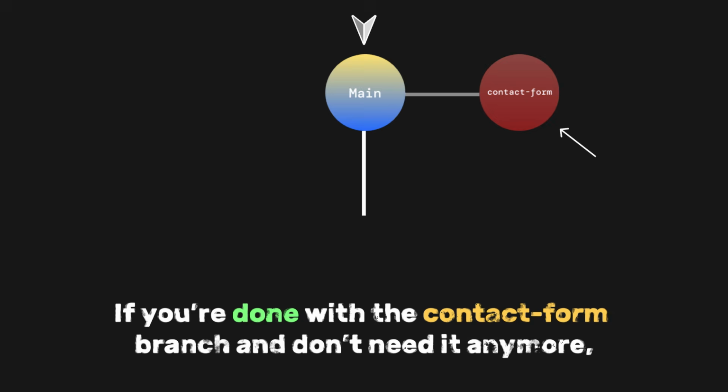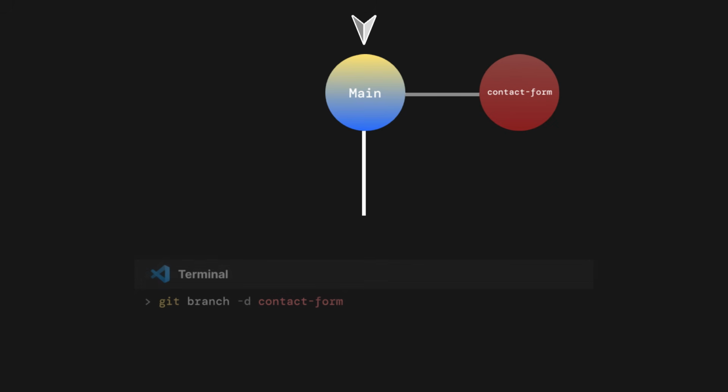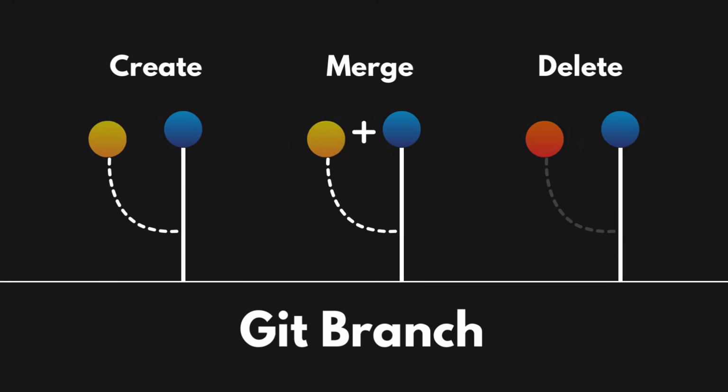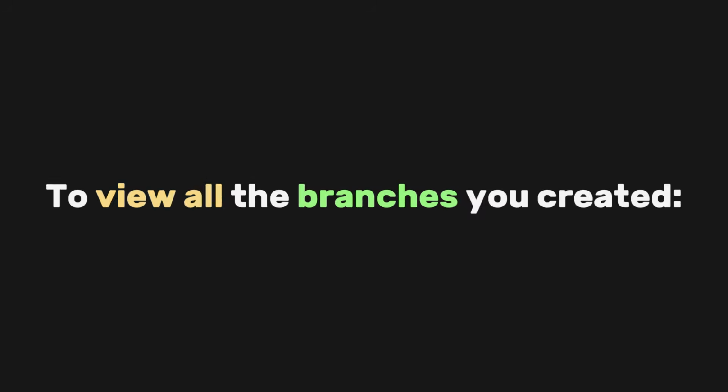If you're done with the contact form branch and don't need it anymore, you can delete it to keep your branches organized by running git branch -d contact form. And there you go. You just created, merged, and deleted a branch. Using branches like this allows you to experiment with new features while keeping your main code safe and stable. To view all the branches you've created, just run git branch.